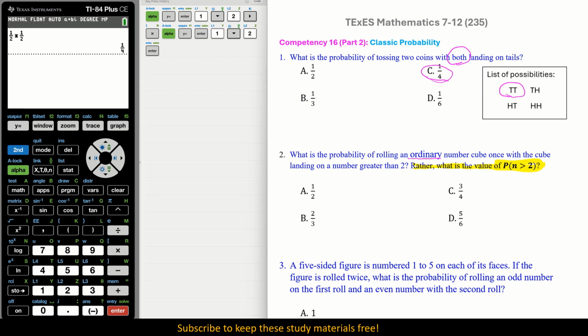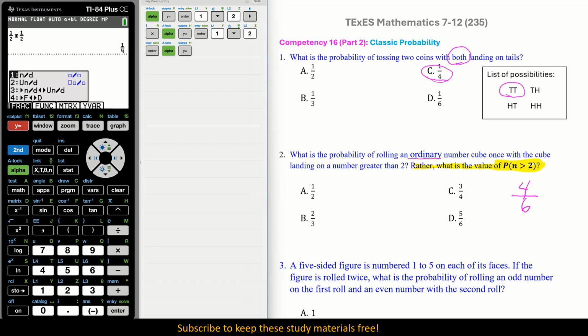So what does that mean for us? One thing, we're talking about an ordinary cube. We know that the total is going to be out of 6, and we're only rolling it once. So we know it's out of 6. Numbers greater than 2, well, that's 3, 4, 5, and 6. That's 4 numbers.